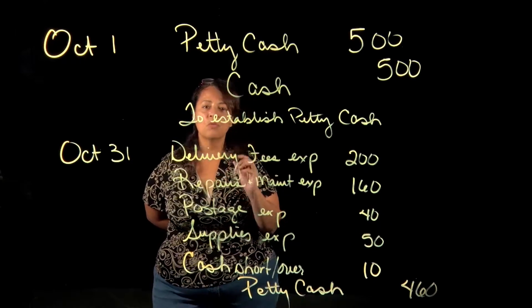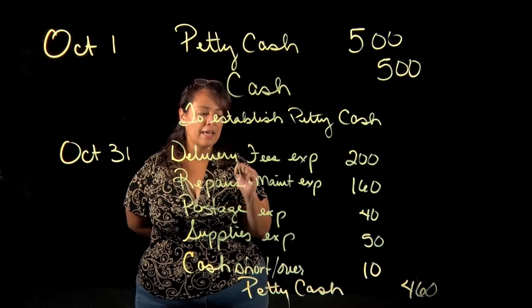In the next video, we'll look at reestablishing the petty cash account. You'll remember from our previous video that we had established petty cash, we had recorded the receipts that were in the petty cash box, and now we need to replenish petty cash. You'll remember that we had receipts that totaled $450, plus we had that $10 adjustment, so we need to put $460 back into the petty cash box.